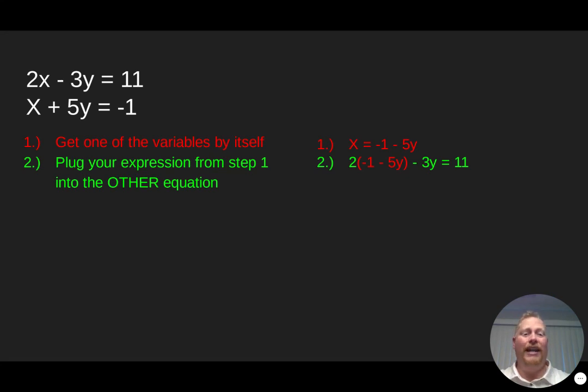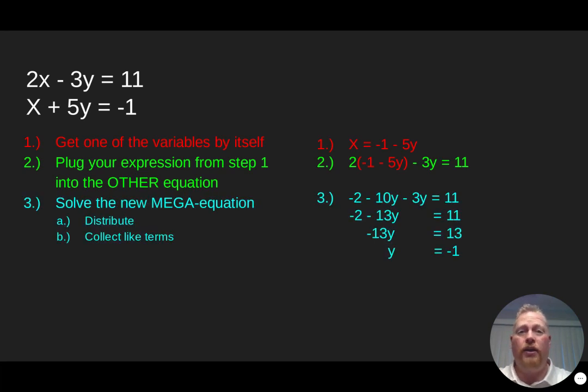So when I do that, I now have this mega equation. But the nice thing about it is, if you take a look at that equation, I don't have x anymore. All I have is y. So what I'm going to do now is solve this mega equation. So you can see my steps here. I distributed the 2, and so I got -2 minus 10y. And then I brought down the -3y equals 11.